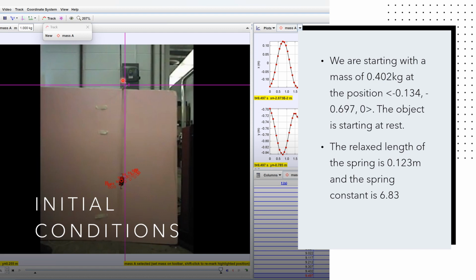The object is starting at rest and we drop it. The relaxed length of the spring is 0.123 meters, and the spring constant is 6.83, which we'll use in our code.